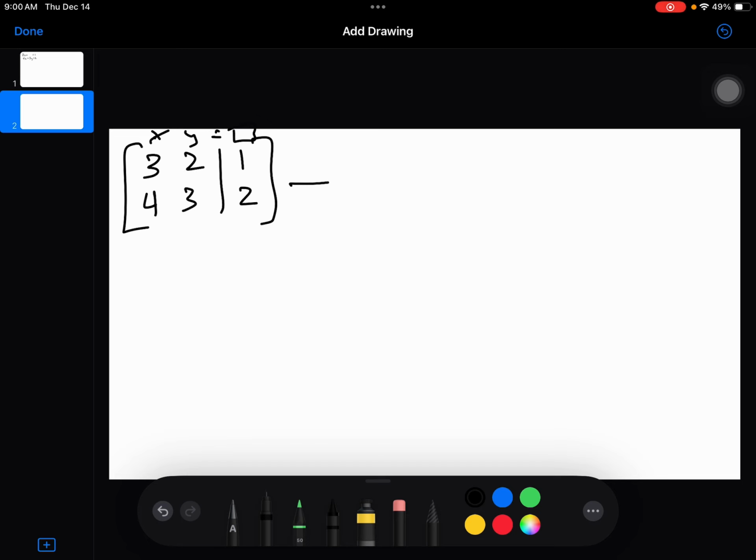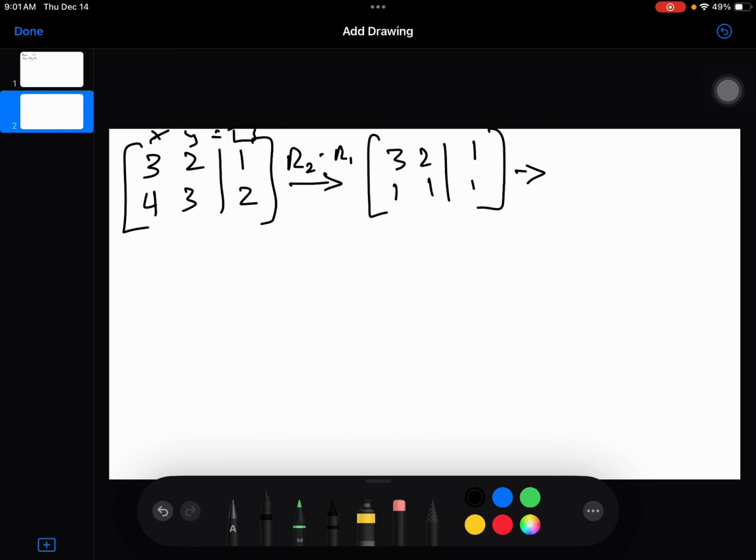And what we're going to do here is put it into row-reduced echelon form. So the first one I'm going to do is take R2 and subtract from that R1. And so R2 minus R1 is going to be, the top row stays the same, but 4 minus 3 is 1, and then 3 minus 2 is 1, and then 2 minus 1 is 1.